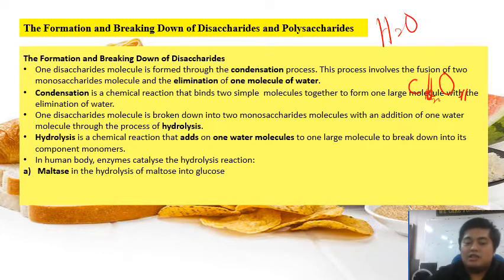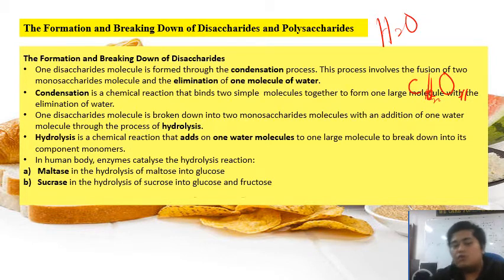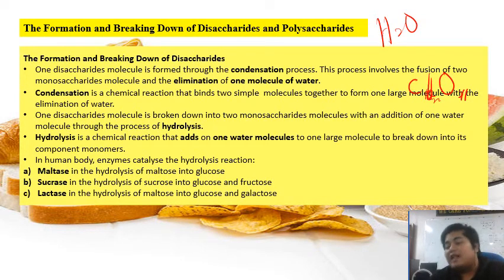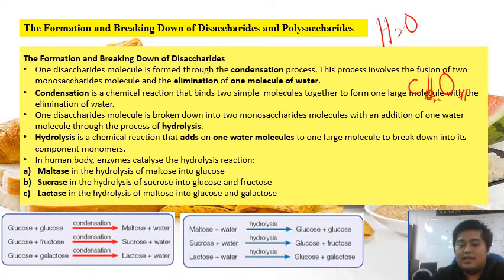For example, macam maltose. Untuk maltose kita guna maltase. Kalau sucrose kita guna sucrase. Kalau lactose kita guna lactase. Inilah kita punya equation kita. Yang ni boleh dapat kat buku teks, jangan risau.